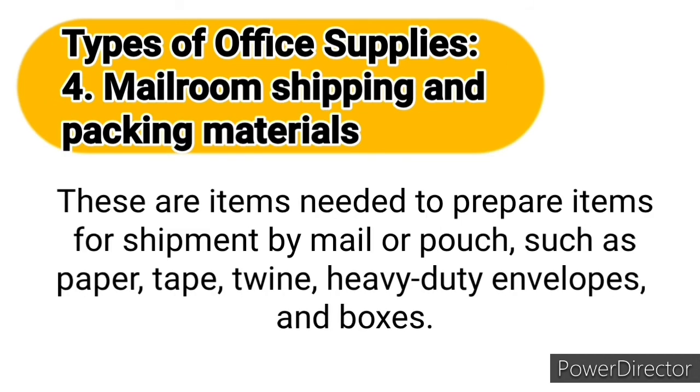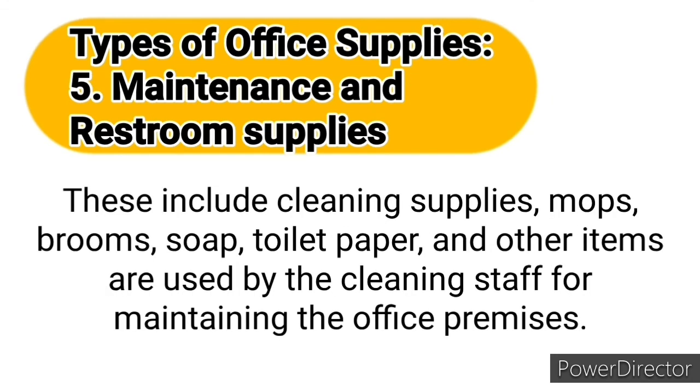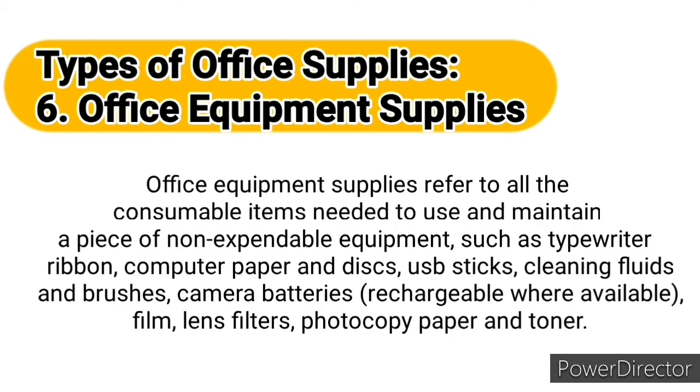The next one is the mail shipping and packing materials. These are items needed to prepare items for shipment by mail or pouch, such as paper, tape, twine, heavy-duty envelopes, and boxes. The next one are the maintenance and restroom supplies. These include cleaning supplies, mops, brooms, soap, toilet paper, and other items used by cleaning staff for maintaining the office premises. The next one is the office equipment supplies.